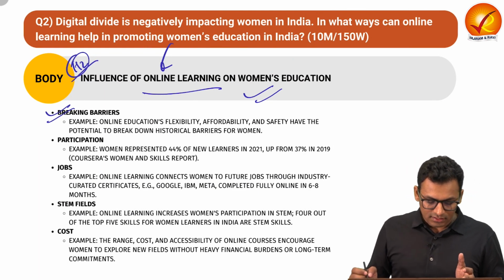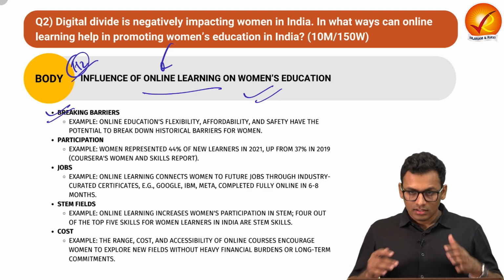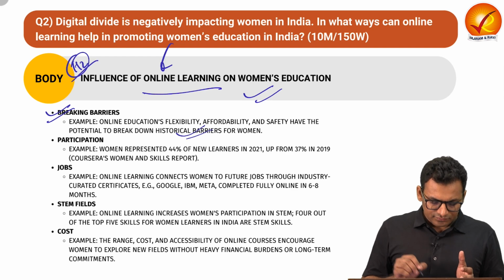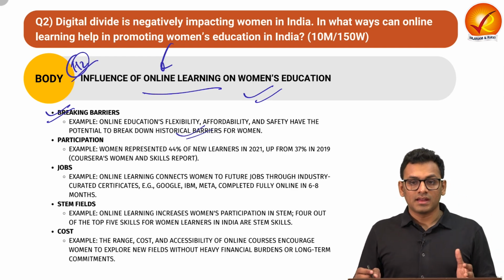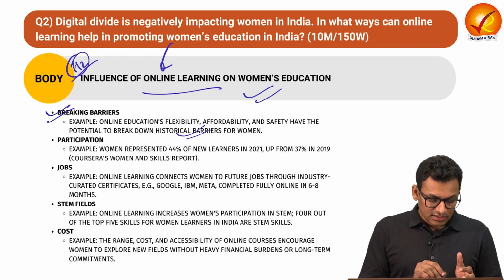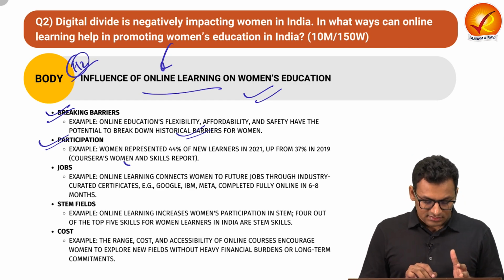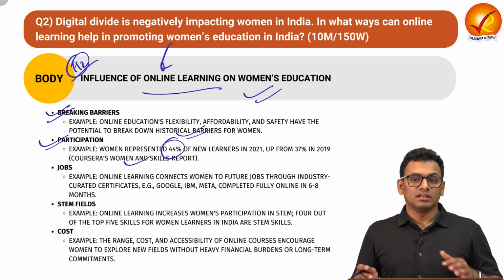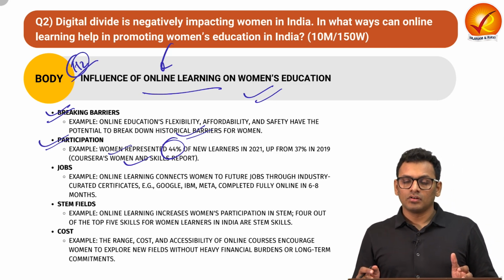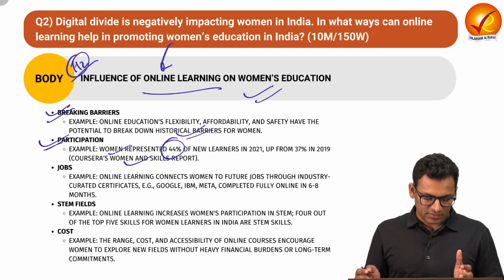Firstly, it breaks barriers. We understand that online learning platforms provide education in an affordable as well as accessible way. So it breaks down historical barriers, as in the asymmetry that we saw with respect to son preference. Then we are also talking about how it helps with the participation of women. There are reports which show that most of the learners are women, and that is the kind of incentivization process that helps with participation.